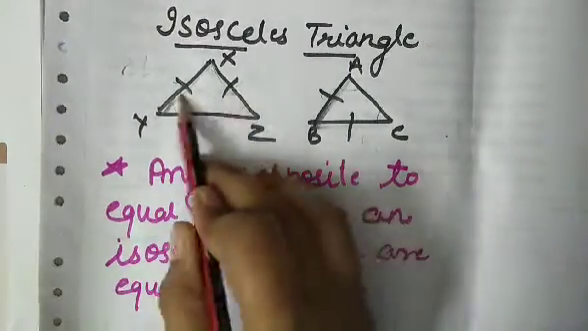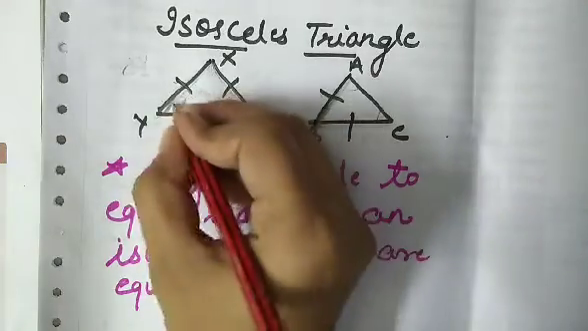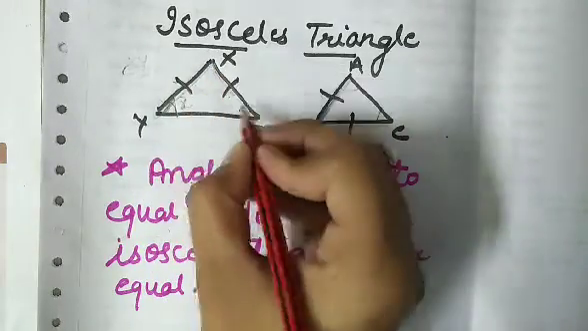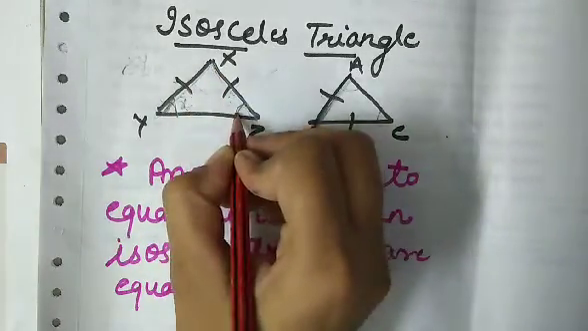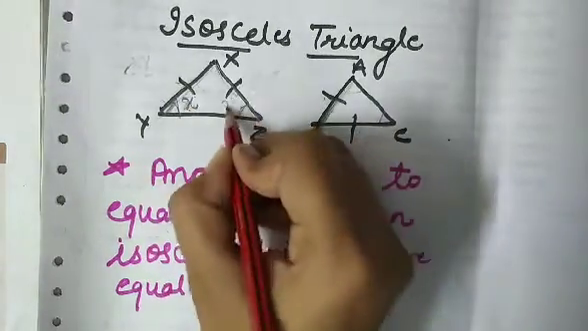So if these two sides are equal, then I can say opposite to this side we have this angle and opposite to this side we have this angle. So they must be equal according to the property of an isosceles triangle. If this is x, then this is also x.